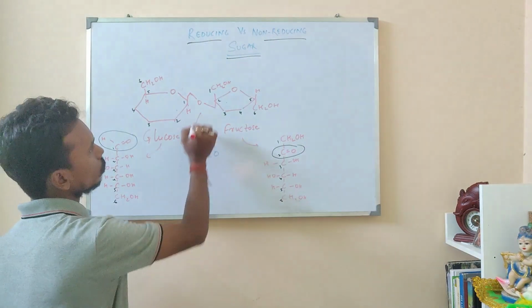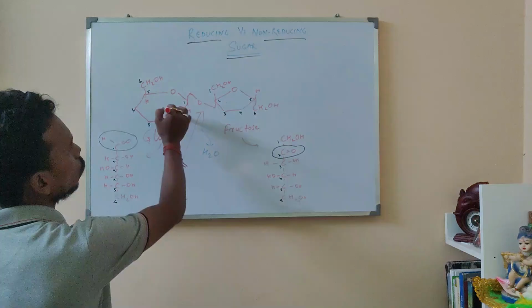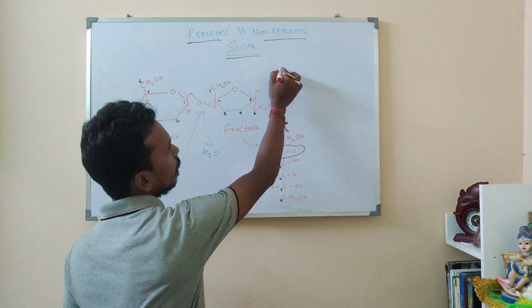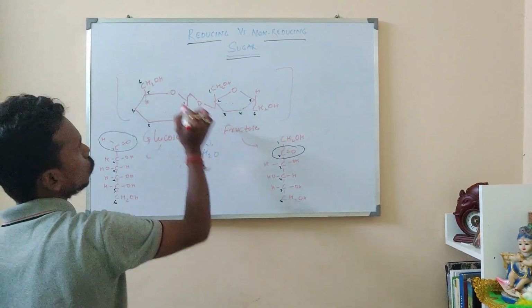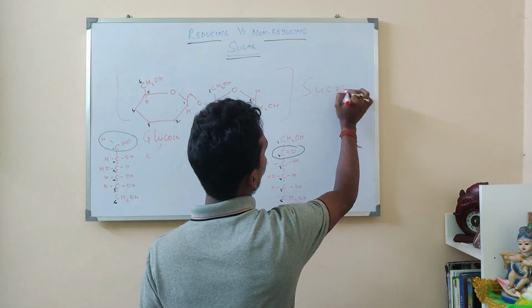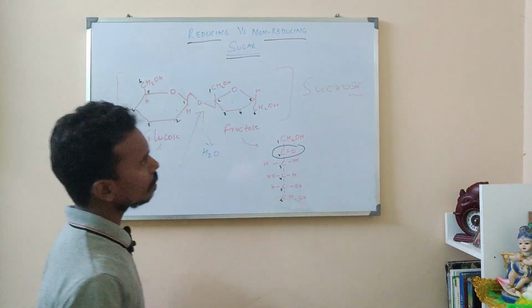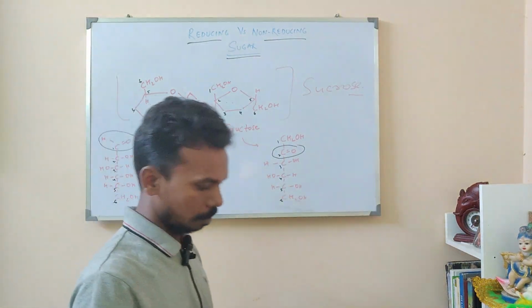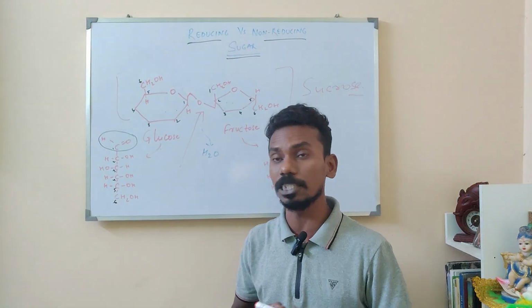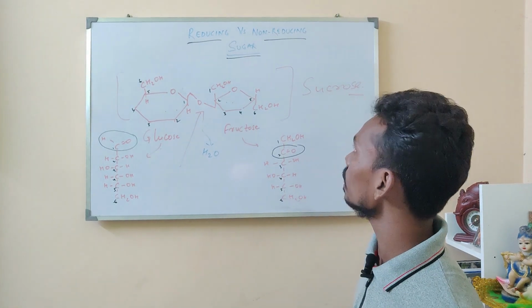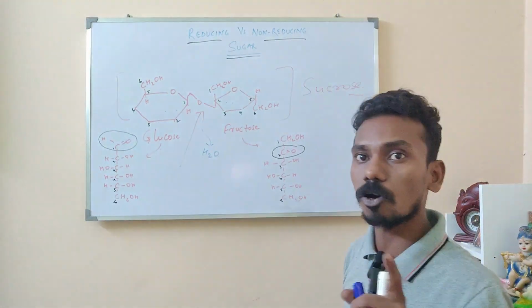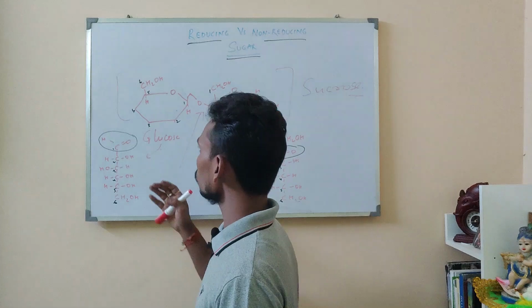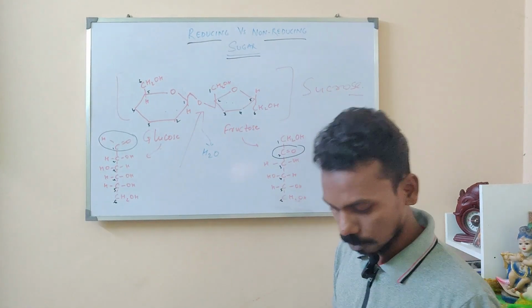So this one is the glycosidic bond between glucose and fructose, making it all together sucrose. As the sucrose molecule does not have free aldehyde and ketone group, that is why you can say that sucrose is a non-reducing sugar, whereas glucose and fructose are reducing sugars.